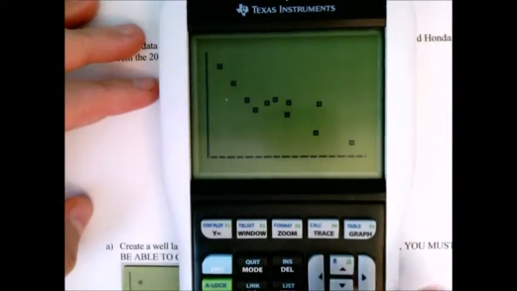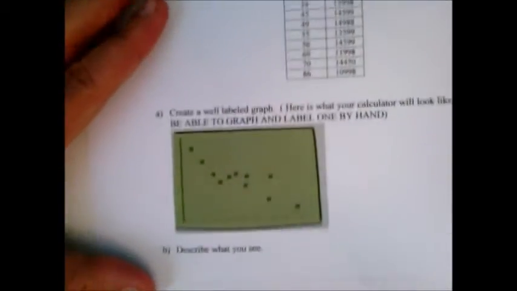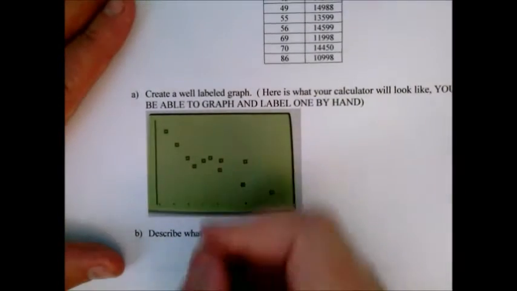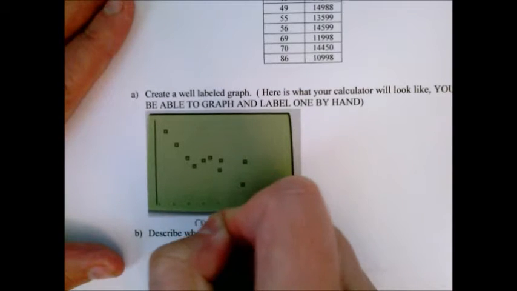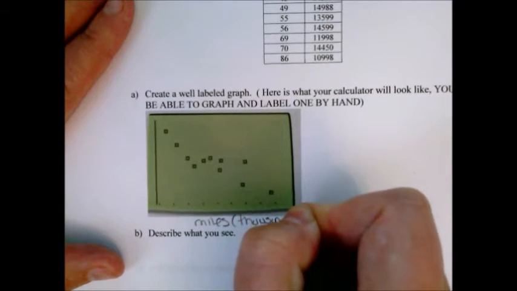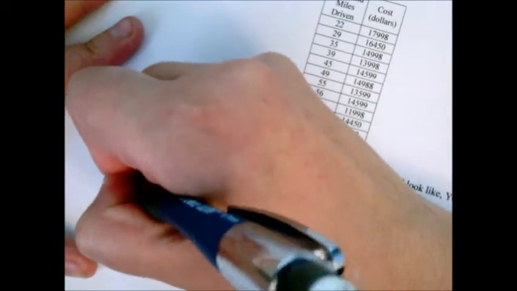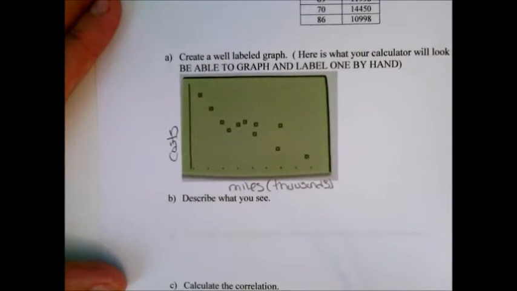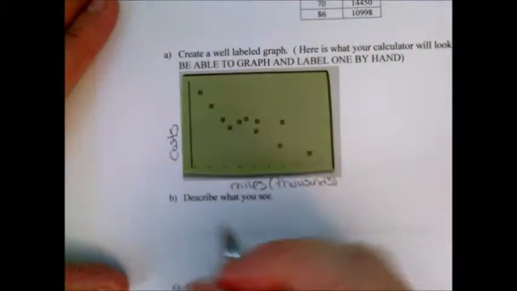Okay, so I have cut and pasted for the calculator purposes on here. I would expect you to be able to do one by hand. Of course, you would label this miles in thousands, and then your y-axis would be costs. Okay? So describe what you see. So we're just looking at it and describing what we see.